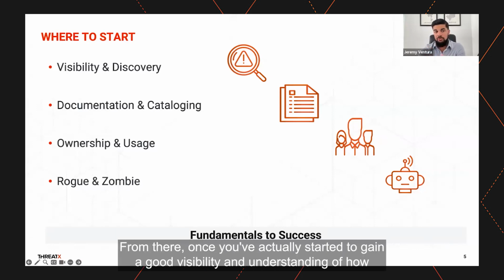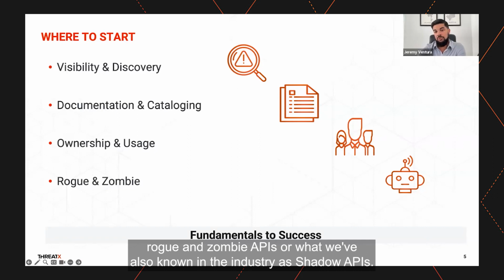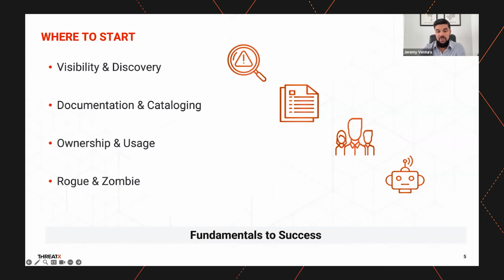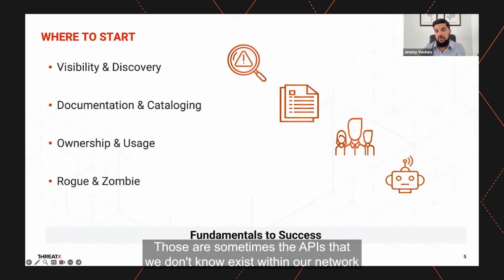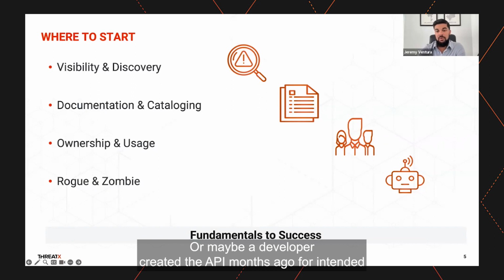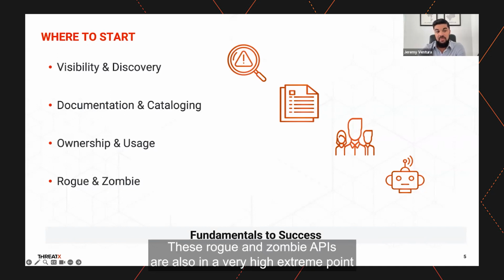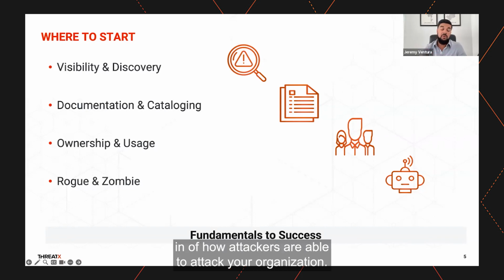From there, once you've actually started to gain a good visibility and understanding of the APIs and the intended use of that, we can also start to look at what we call rogue and zombie APIs, or what we've also known in the industry as shadow APIs. Those are sometimes the APIs that we don't know exist within our network or are making public calls, or maybe a developer created the API months ago for an intended usage or a specific use case, but it was never decommissioned, for example. These rogue and zombie APIs are also a very high extreme point of how attackers are able to attack your organization.